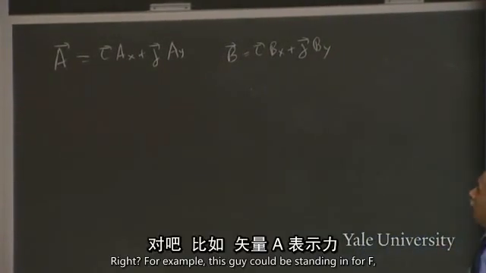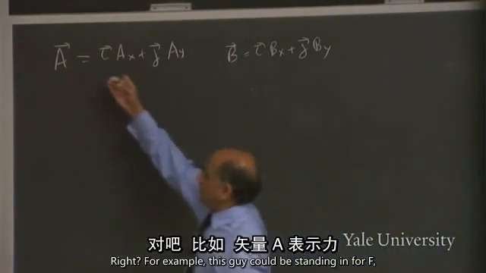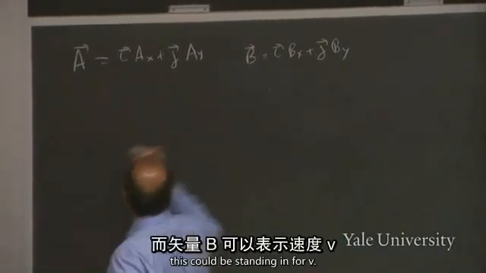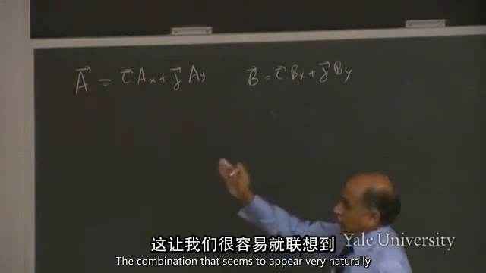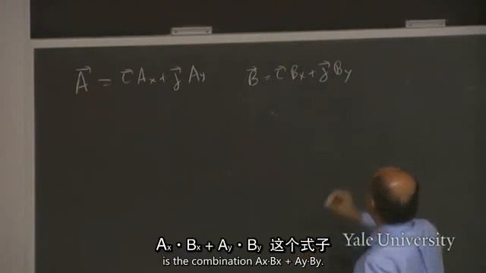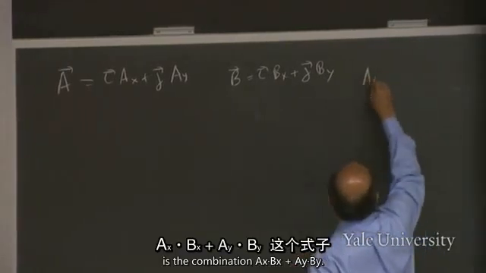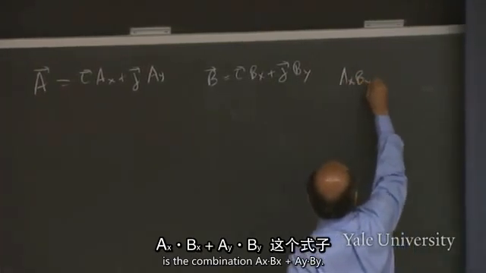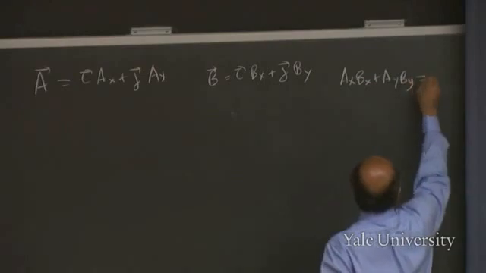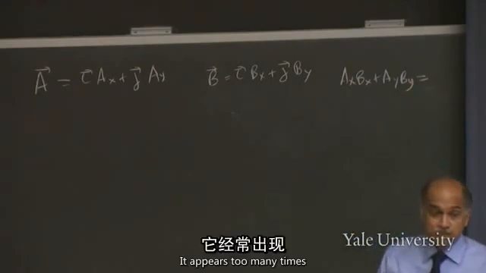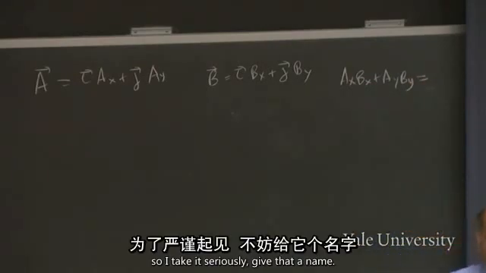Right? For example, this guy could be standing in for f. This could be standing in for v. The combination that seems to appear very naturally is the combination ax bx plus ay by. It appears too many times, so I take it seriously.